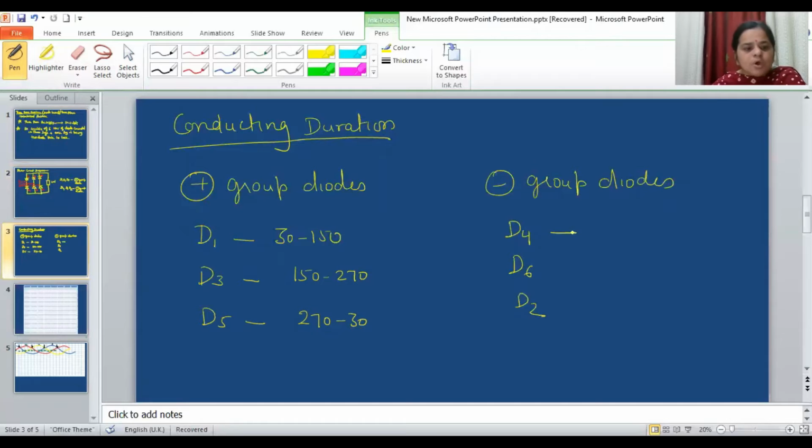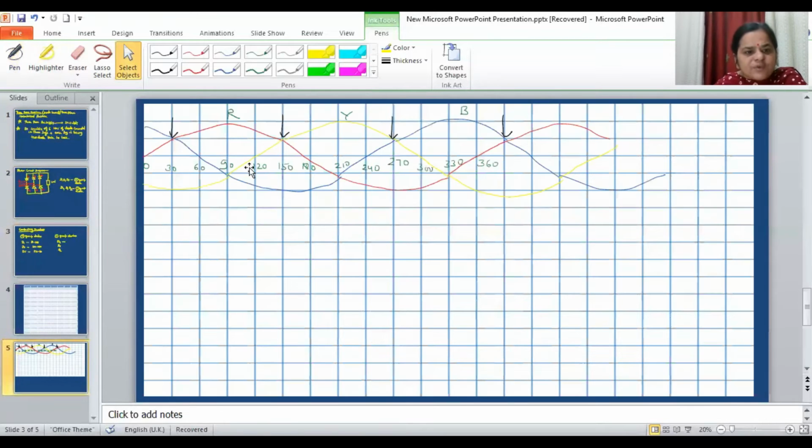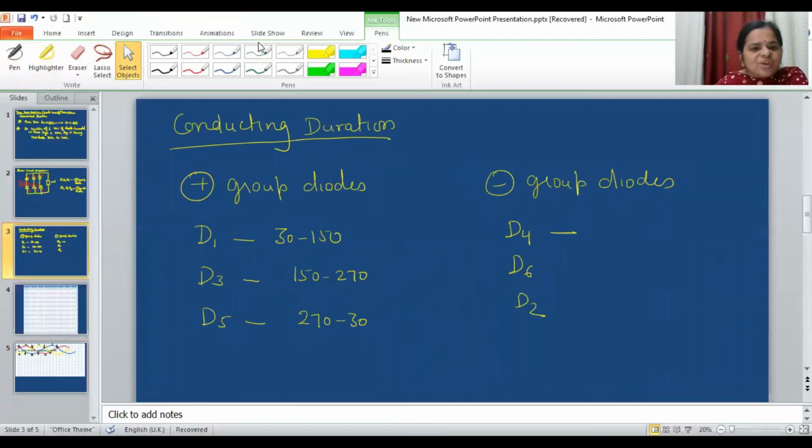Similarly, for the negative group diodes, if you see this waveform, the blue phase has the maximum negative supply between 90 to 210, the red phase has the maximum negative supply from 210 to 330, and the yellow phase has the maximum negative supply between 330 to 90. So this is the R phase, this is the blue phase, and this is the Y phase. The R phase has maximum negative supply from 210 to 330.